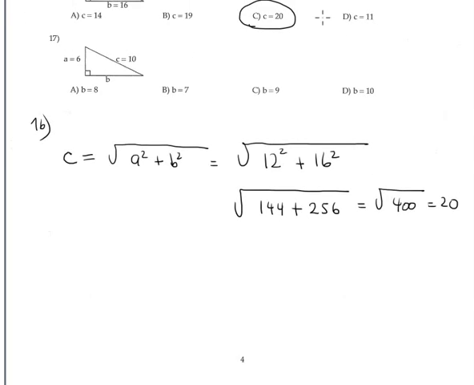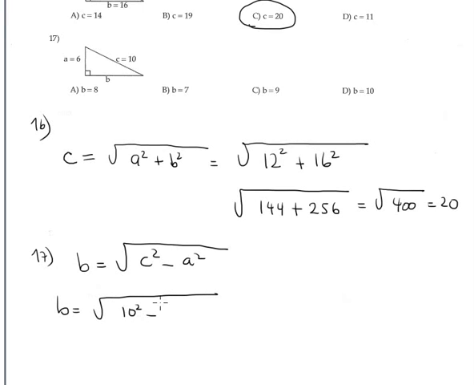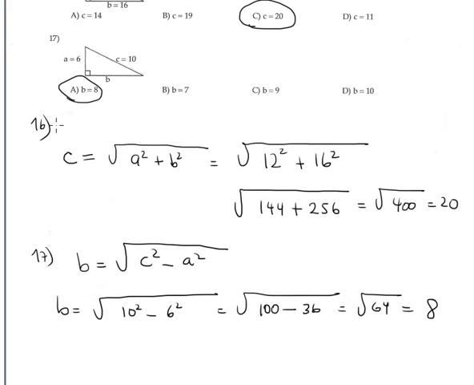In 17 it is similar, but the difference is that we apply the formula in a different way. For example, B, the missing side, is the square root of hypotenuse squared minus A squared. So B is equal to the square root of 10 squared minus 6 squared. 10 squared is 100. 6 squared is 36, subtraction is 64, and the square root of 64 is 8. And the answer is 8, is the option 8.